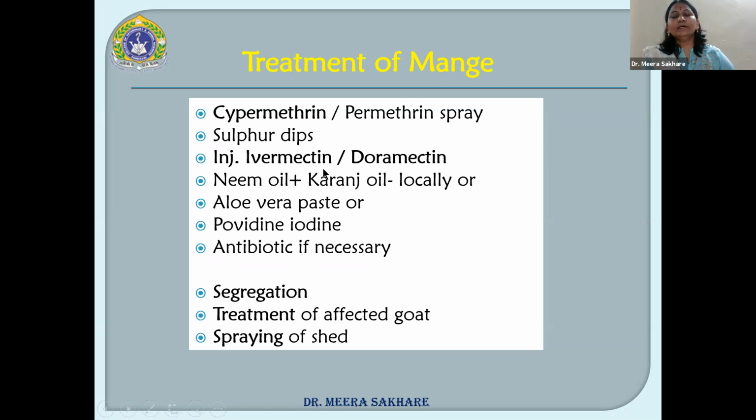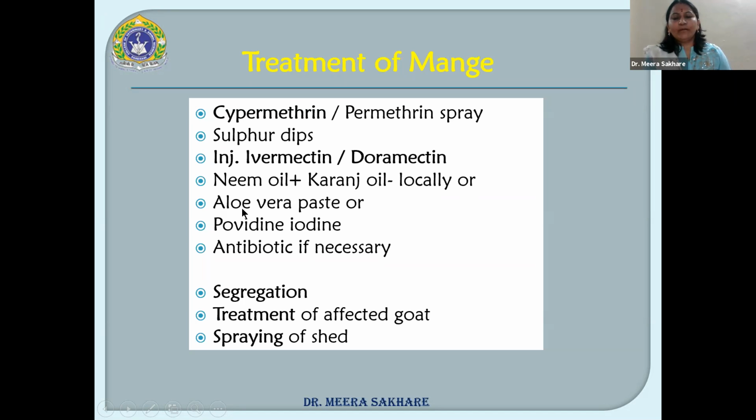Or we can go for injection ivermectin or doramectin. Whatever preparations are available in the market can be given at the dose rate of 200 microgram per kg body weight, or 0.2 milligram per kg body weight, subcutaneously at weekly intervals. Again, it requires 3 to 4 weekly doses. But sometimes, due to frequent use of ivermectin and doramectin, resistance can occur. For that purpose, we can go for alternative therapy with neem oil and karanj oil. Locally we can apply this oil and it will give very good results.